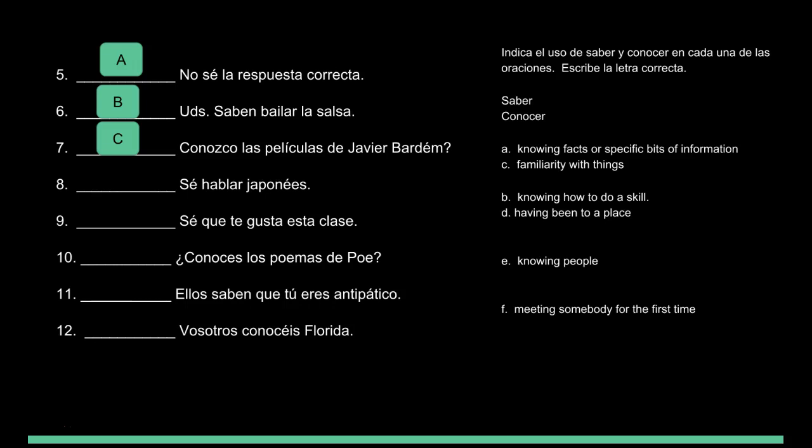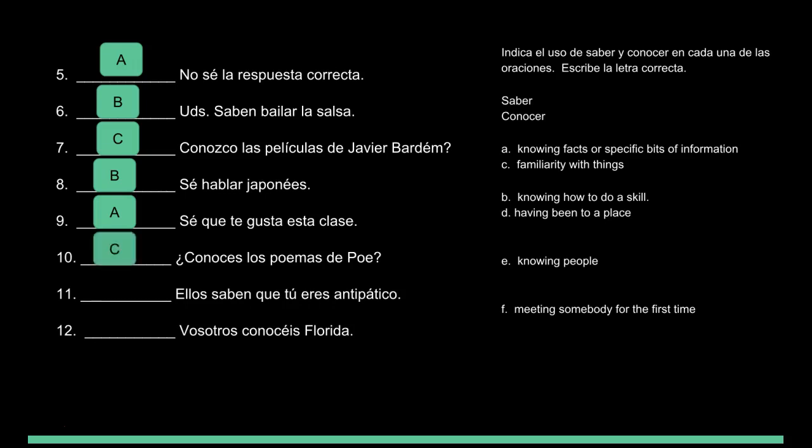Número ocho, sé hablar japonés. So I know how to speak Japanese. Again, it's knowing how to do something. So you would have selected B. Número nueve, sé que te gusta esta clase. I know that you like this class. So that would be letter A, knowing facts or specific bits of information.